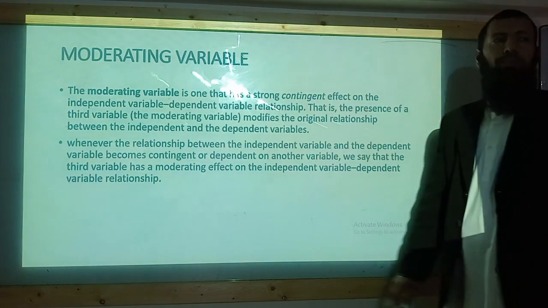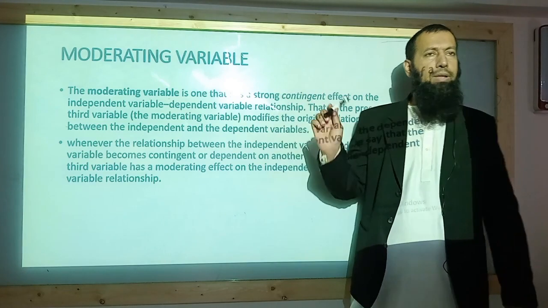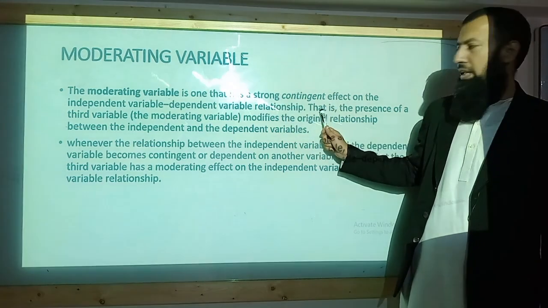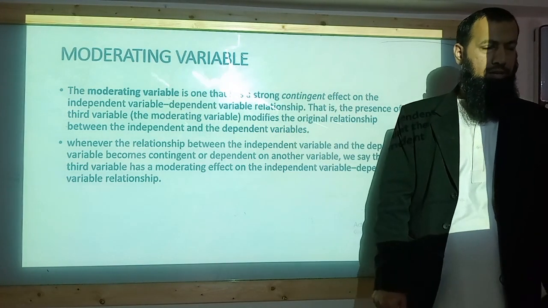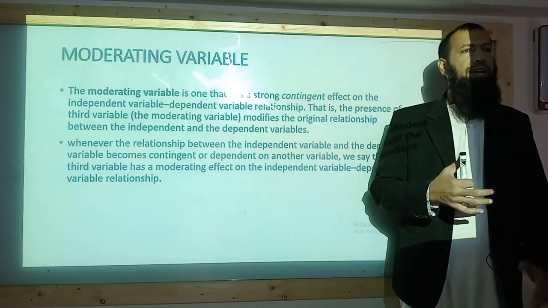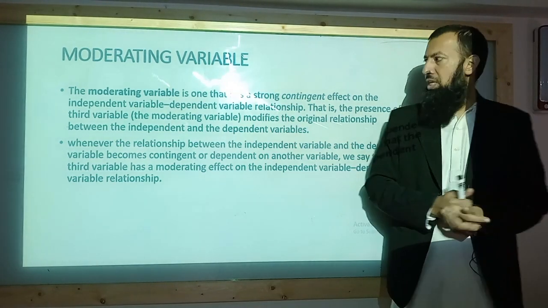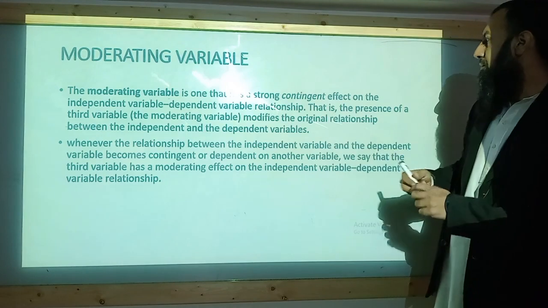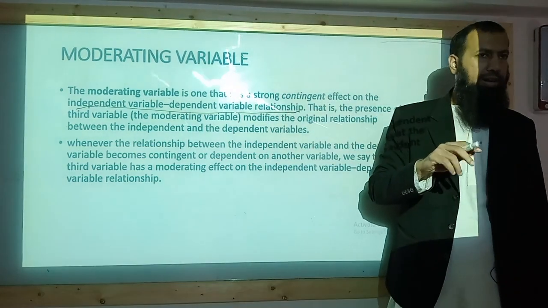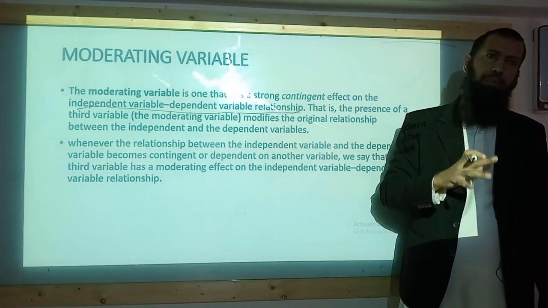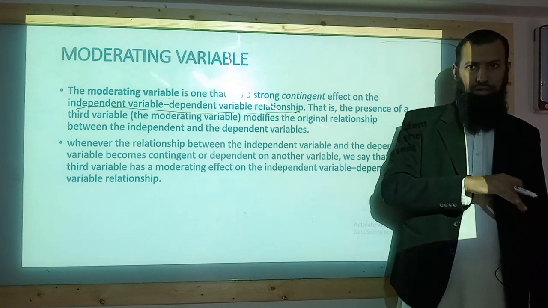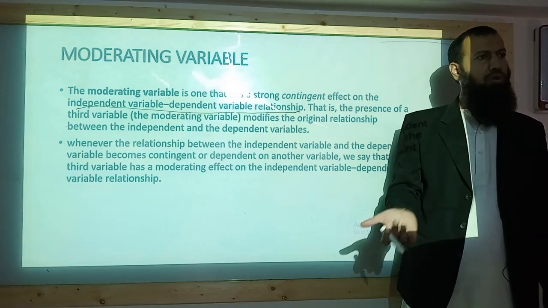So let's learn the moderating variable. A moderating variable is one which has a strong effect on the independent variable. Contingent effect. What is contingent? It is the conditional effect on the dependent and independent variable relationship. So you see, it is changing the relationship between the independent and dependent variable. It is making the relationship stronger or weaker.